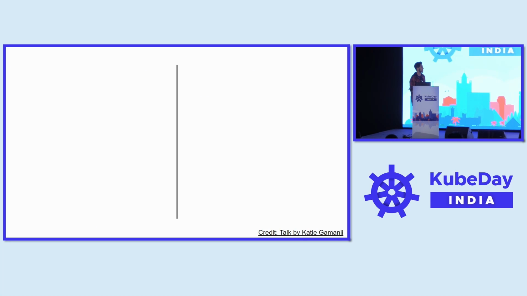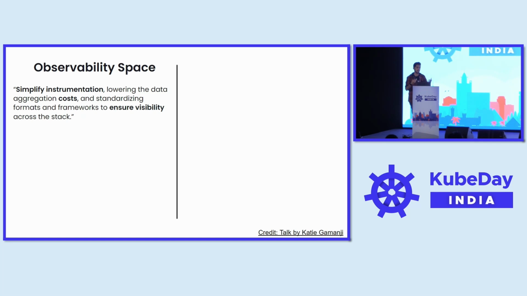But before I finish, I also want to talk about two new spaces that have recently come up, and I'm pretty excited to see the development in these. The number one is the observability space. The main aim of the standards is to simplify instrumentation, lower the data aggregation cost, and standardize formats and frameworks to ensure visibility across the stack. When we are talking about the observability stack, we mean the metrics, the events, the traces, and the logs.